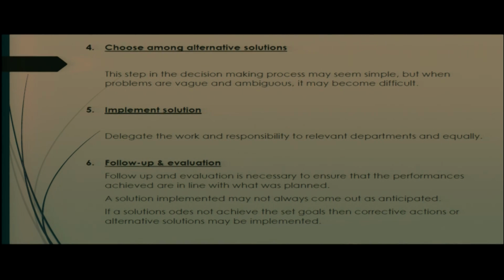The fifth step: choose among alternative solutions. This step in the decision-making process may seem simple, but when problems are vague, it may be difficult. Implement the solution. Delegate the work and responsibility to relevant departments equally.